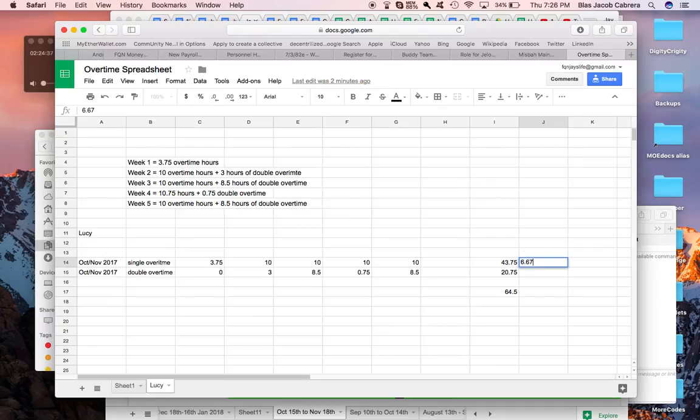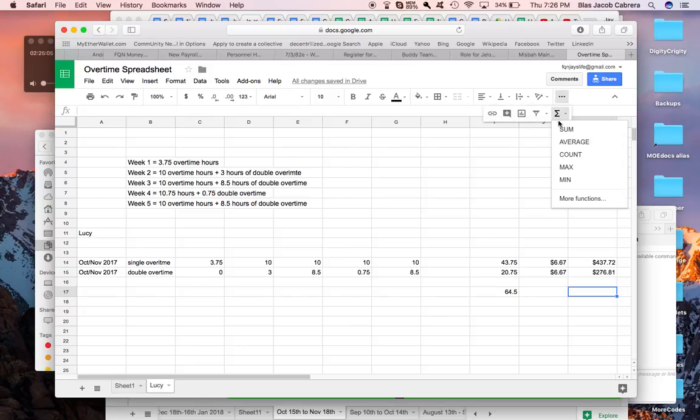So you do 6.67, and that's dollars. And then this would be equal to this times 1.5 times the number of hours, right? Mm-hmm. And then this would be the same, except instead of times 1.5, it would be times 2. And then that's your total overtime pay.